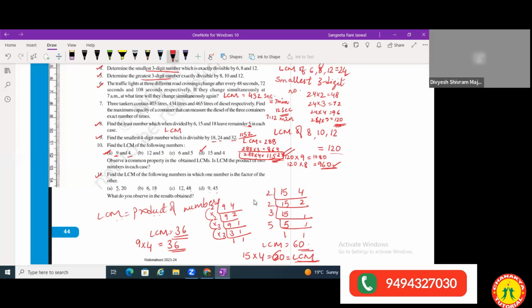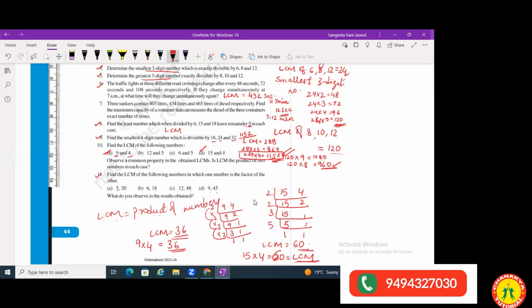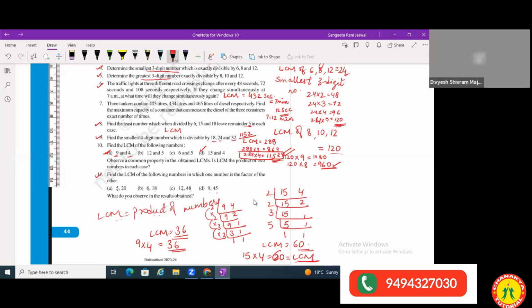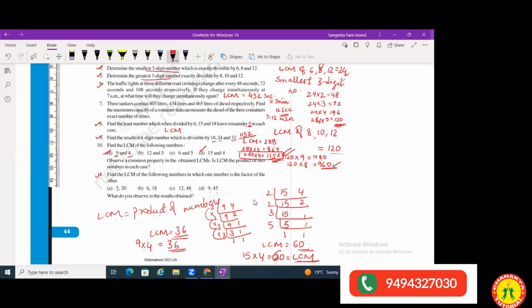The greater number will be the LCM. Yes, exactly. So in this case, what do you observe in the result? First one LCM will be 20. Second will be 18. Yes, exactly. Listen. So whenever one number is a factor of the other number, LCM is the greater number. So in this case also the LCM is 20, LCM will be 18, LCM will be 48, LCM will be 45.